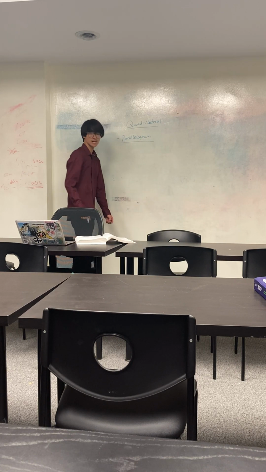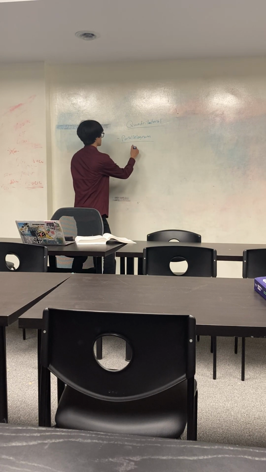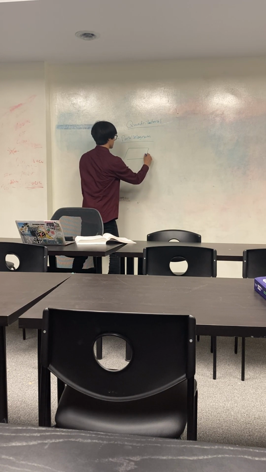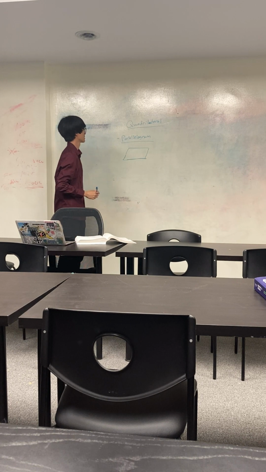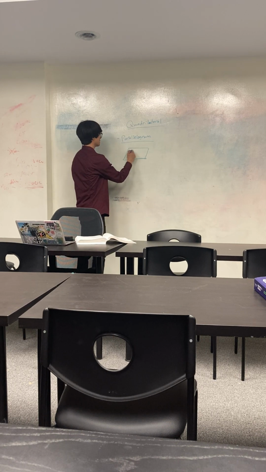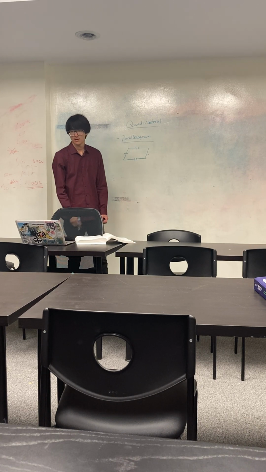Parallelogram is a quadrilateral that has 2 sets of parallel sides. So we have a parallel side, let's say going this way, parallel side going this way. So they look something like this. And the opposite sides are equal to each other. So this side is going to equal this side, and then this side is going to be equal to this side. Right?